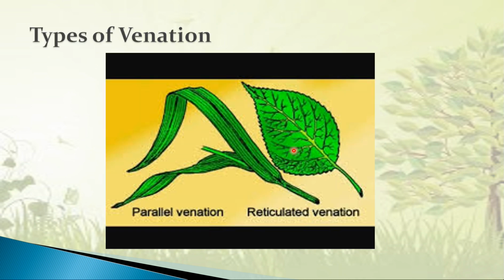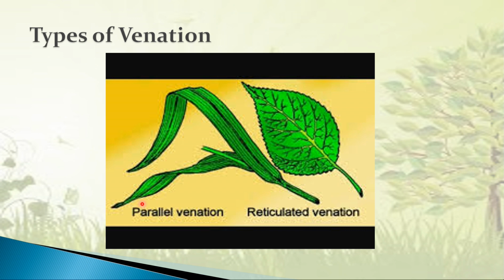Now, venation. The arrangement of veins in the leaves is called venation. There are two main types of venation. The first one is parallel venation. The second one is reticulate venation.